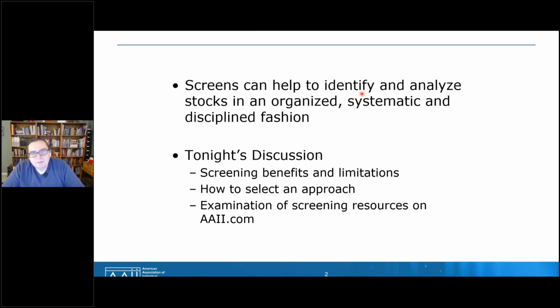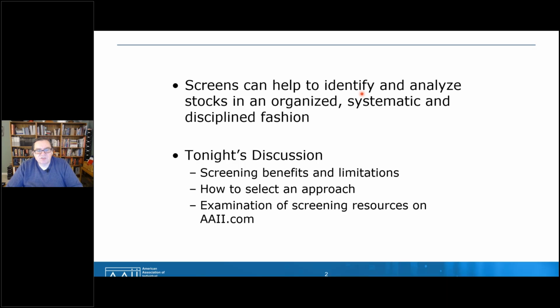So, welcome. I was taking a look at how we've been doing stock screens over the years, and I've been with the association for many, many years. In fact, back in the 1990s, I started writing articles about stock screens. The whole purpose of a screen or a filter is to provide some basic format so that you can make decisions in a systematic, organized way.